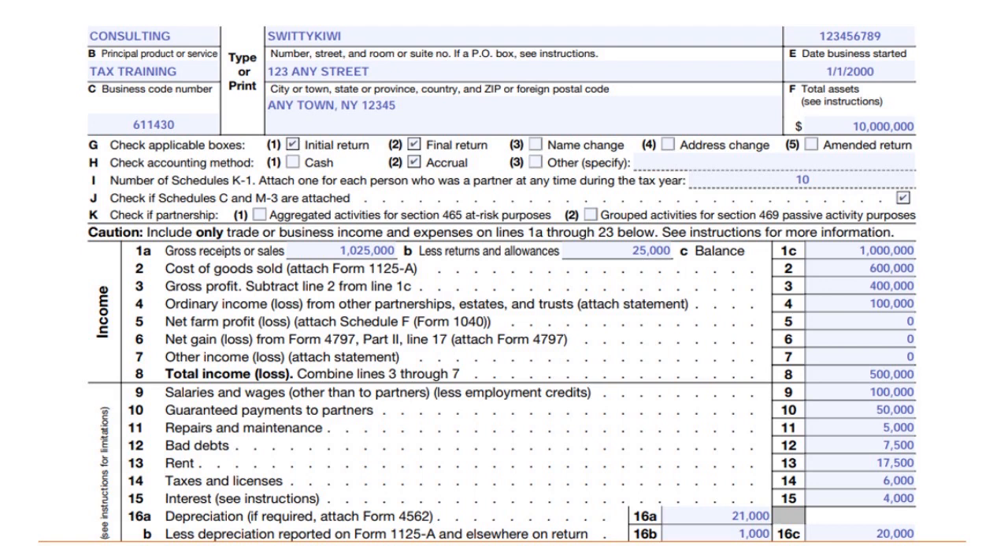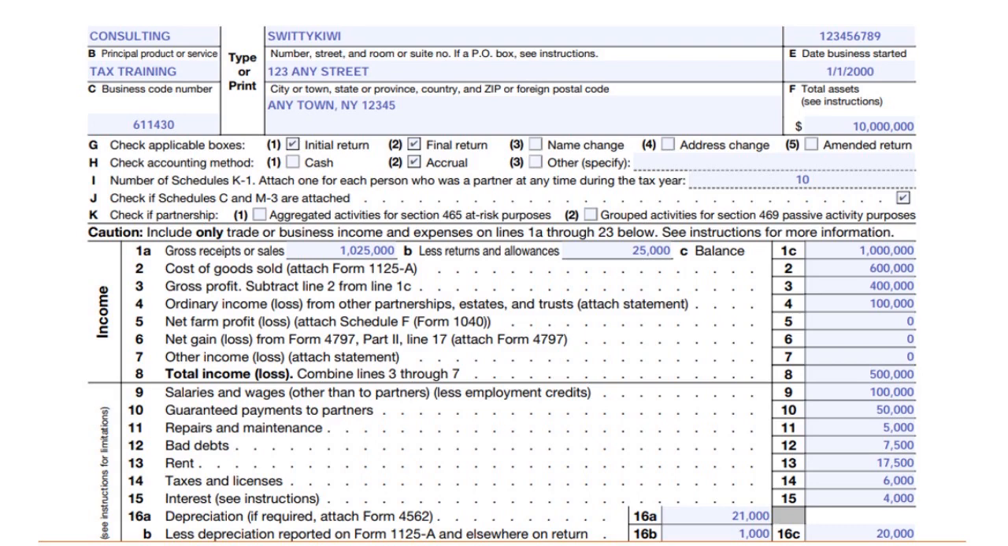Then you have the deductions, the expenses part. So you have salaries and wages 9, guaranteed payments to partners 10, repairs and maintenance 11, bad debts 12, rent 13, taxes and licenses 14, interest 15, okay, and if there is depreciation 16, you have to put it there to sort of explain.